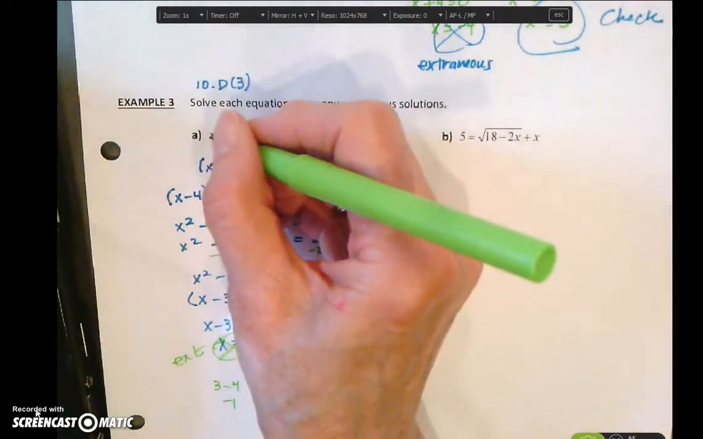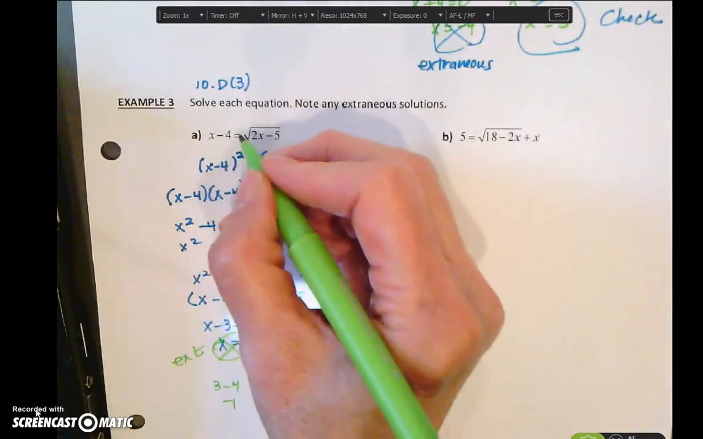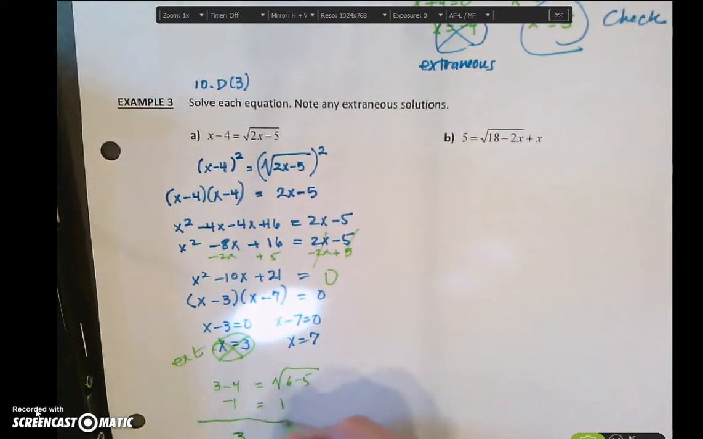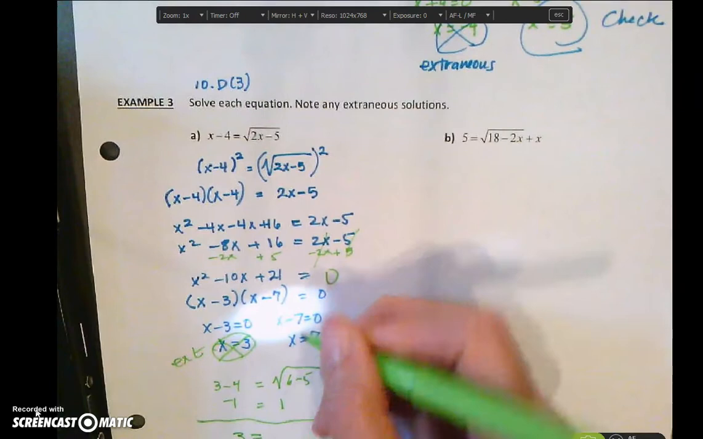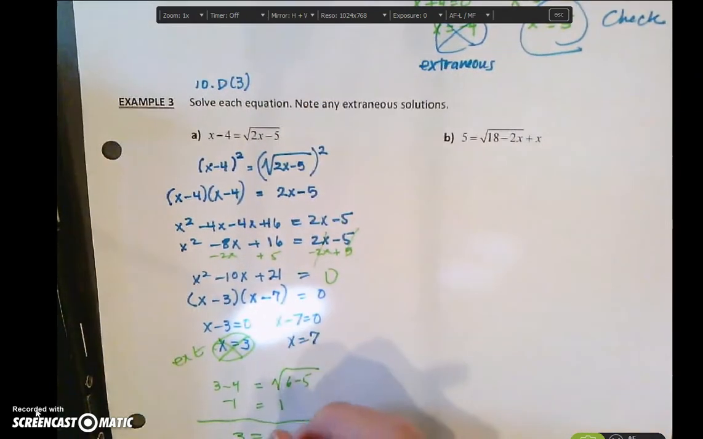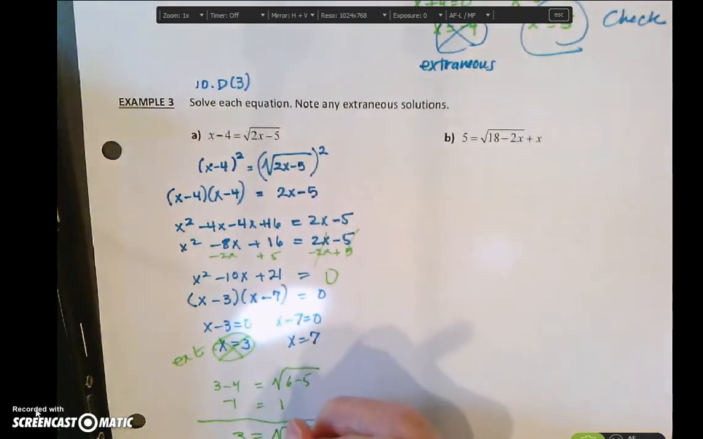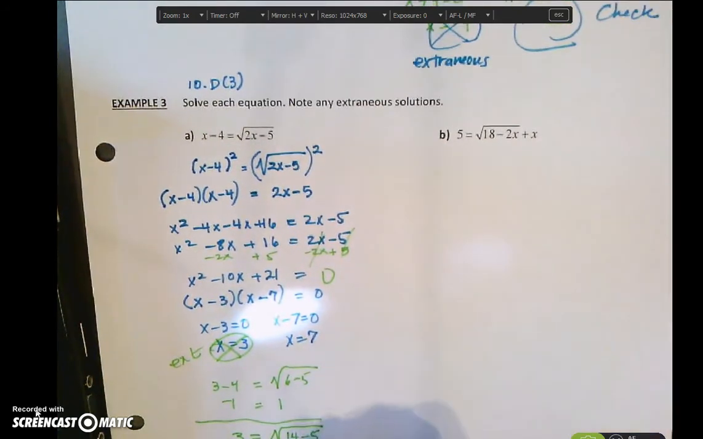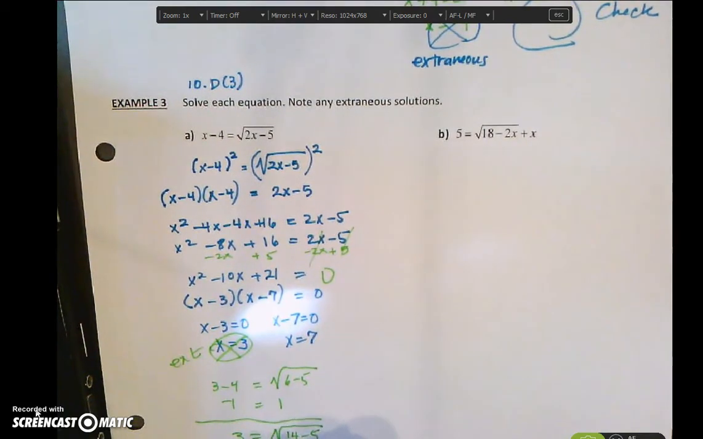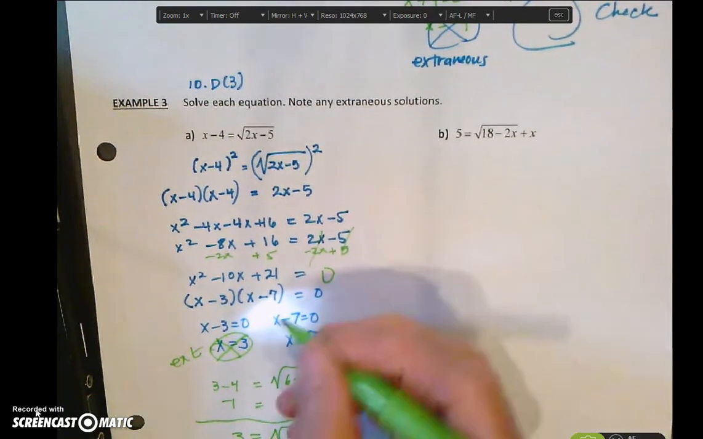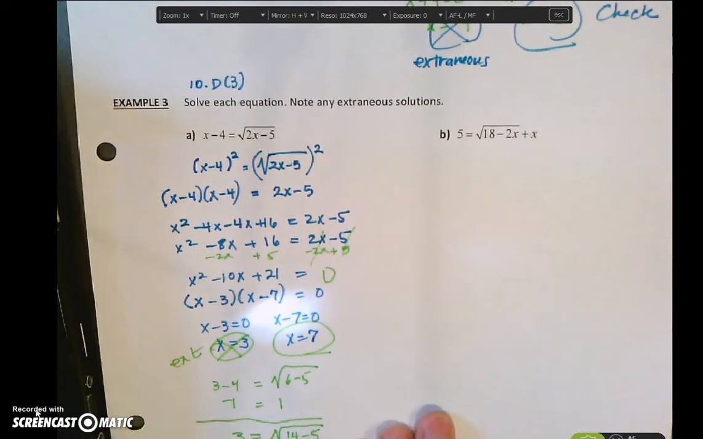All right, so let's check our 7. Put our 7 into the left side. So I get 7 minus 4 is 3. And put my 7 into the right side. And I get the square root of 7 times 2 gives me 14, minus 5, that's a 9. And we know that 3 does equal 3, and that does check. So 7 is our answer.